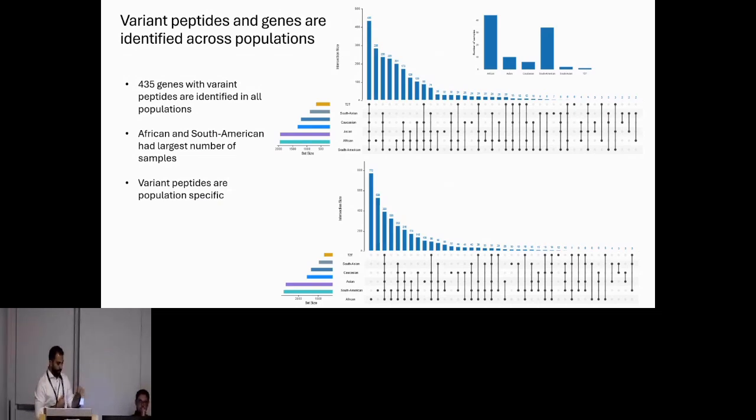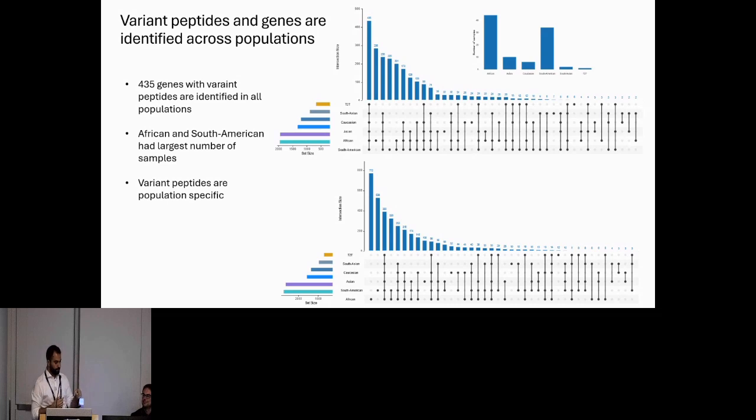we have the African and the South American populations that have the largest number of population-specific variant peptides, and that is because we have a large number of samples in these two populations. So this means that we need to actually generate databases from more and more pangenomes or sample-specific genomes, and then search them so that we can cover the full spectrum of population-specific protein variants, so that when you search, you have full coverage of what you are looking for.